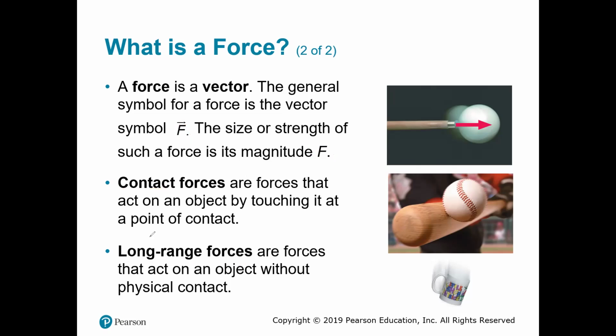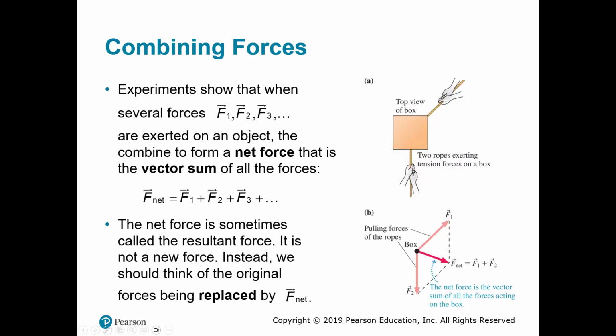Next here is combining forces. Sometimes an object has more than one force acting on it. For example, F1, F2, F3, three forces, or sometimes even more, are exerted on the object. The combined force, in other words the net force, is simply the vector sum of all these forces. The net force is sometimes called the resultant force, but basically they are the same.